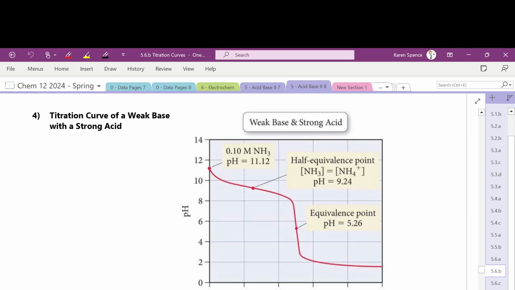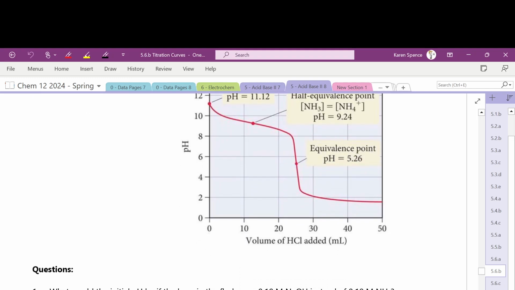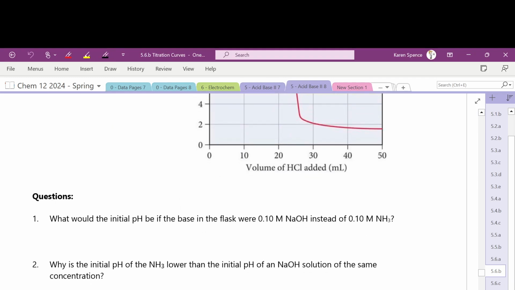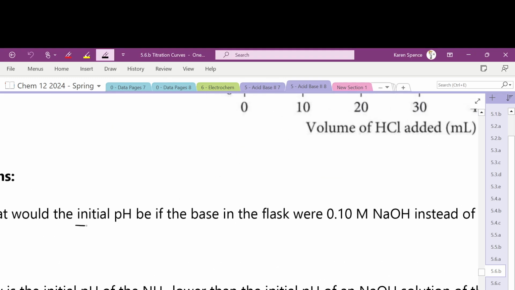What I would like you to do is we're going to go through and answer these questions. So here's our weak base plus strong acid. What would the initial pH be if the base in the flask were 0.1 molar NaOH instead of the weak base? So what's going to be the initial pH if we're starting with 0.1 molar NaOH instead of the weak base?